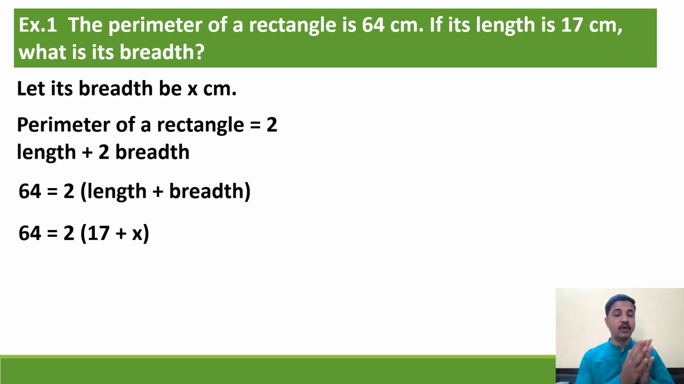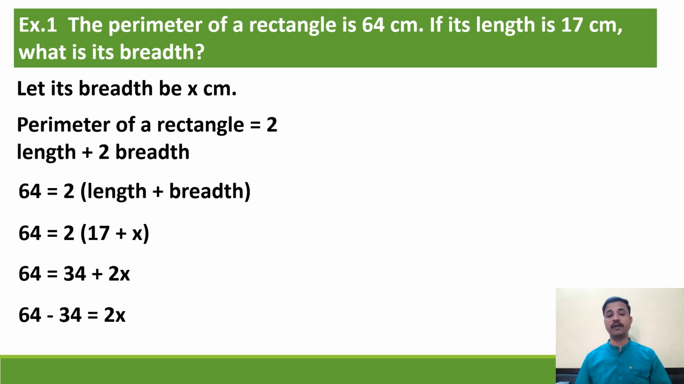हम लोग क्या करेंगे अभी? 2 से 70 plus x in bracket को मल्टीप्लाई करेंगे. So value is 64 equal to 140 plus 2x. 2 multiply 70 is 140 and 2 multiply x is 2x. So value is 64 equal to 140 plus 2x. 140 को हम लोग किधर लेके जाएंगे? लेफ्ट हैंड साइड में लेके जाएंगे. सो 64 minus 140 equal to 2x.